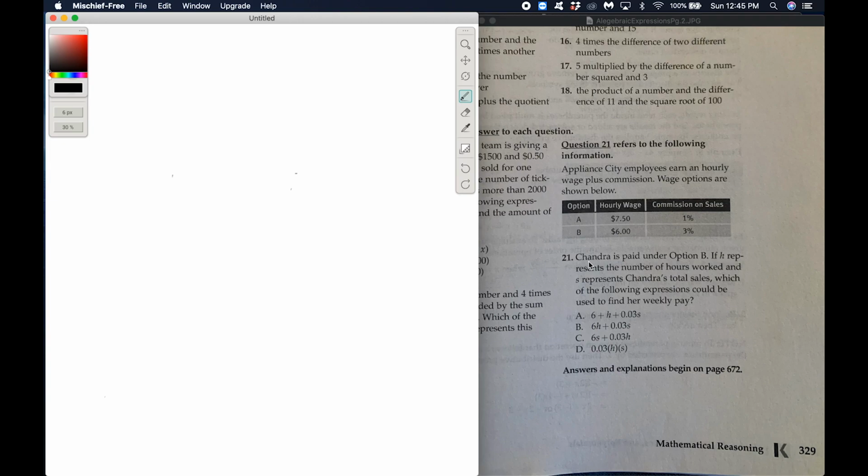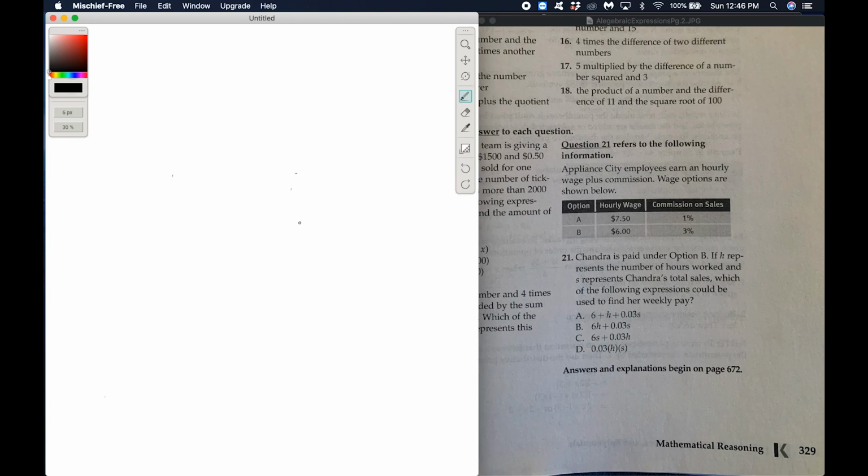So Chandra is paid under option B. So we know we're going to be using this portion of the table. If H represents the number of hours worked and S represents Chandra's total sales, which of the following expressions could be used to find her weekly pay? So let's start writing this out. Chandra is paid under option B. If H represents the number of hours worked, so H represents the number of hours.